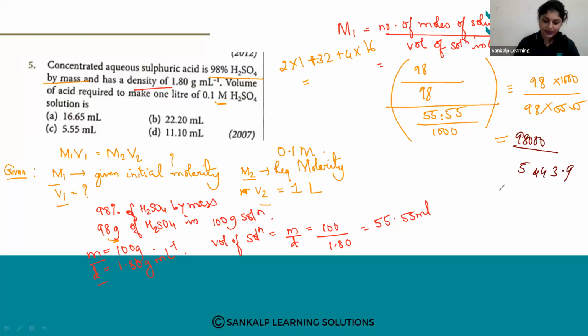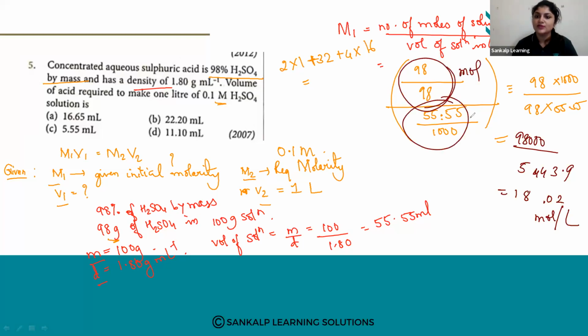Now you do 98,000 divided by 5443.9. So it comes to 18.02. It will be mole per liter, because the numerator is in terms of moles and the denominator is in terms of liter. So it is 18.02 mole per liter.